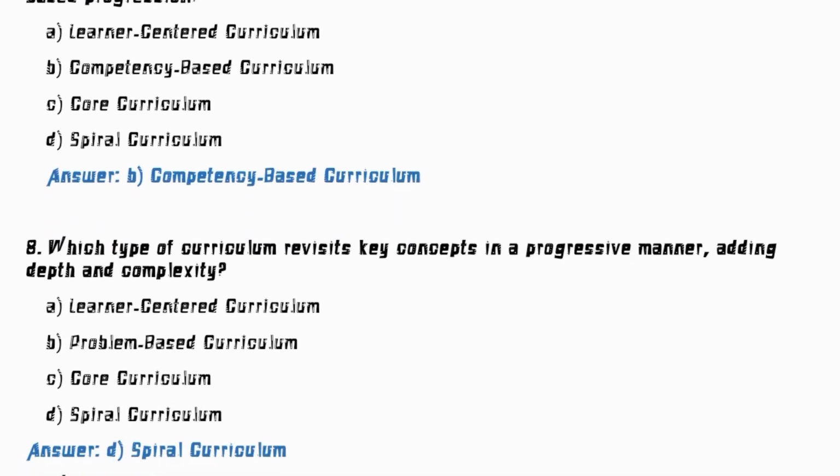Question number 8. Which type of curriculum revisits key concepts in a progressive manner, adding depth and complexity? Option A, learner-centered curriculum. Option B, problem-based curriculum. Option C, core curriculum. Option D, spiral curriculum. Correct option is option D, spiral curriculum.